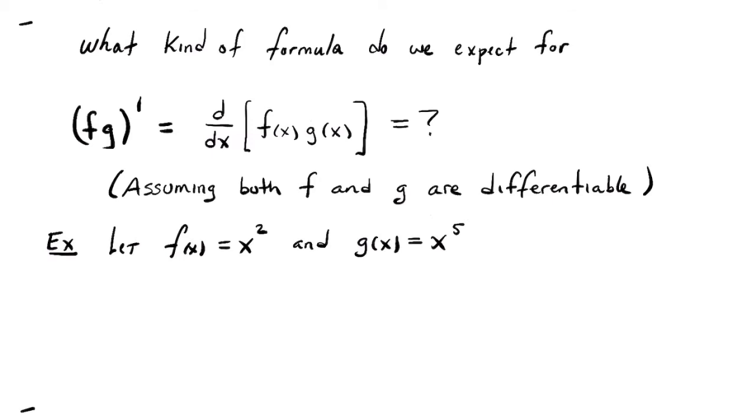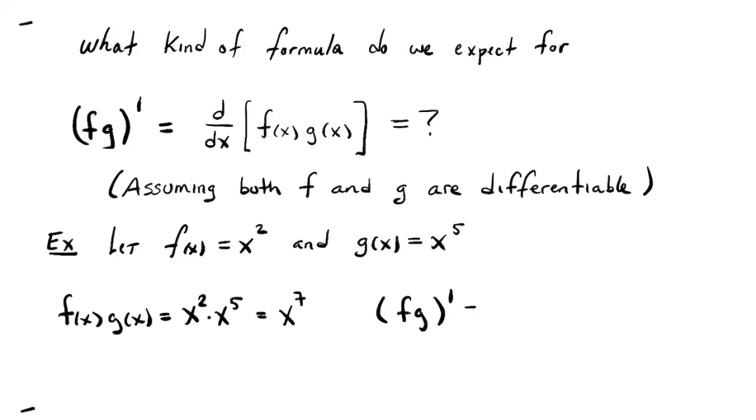Let's start with products. Let's play around with just an example here. I've got f of x equals x squared, and g of x equals x to the fifth. In this particular example, we can work out a formula for what f times g is. f of x times g of x is just x squared times x to the fifth, and by the rules of exponents, that is x to the seventh. So we can work out the derivative (f times g)'. It's a power function, so its derivative is 7 times x to the sixth.